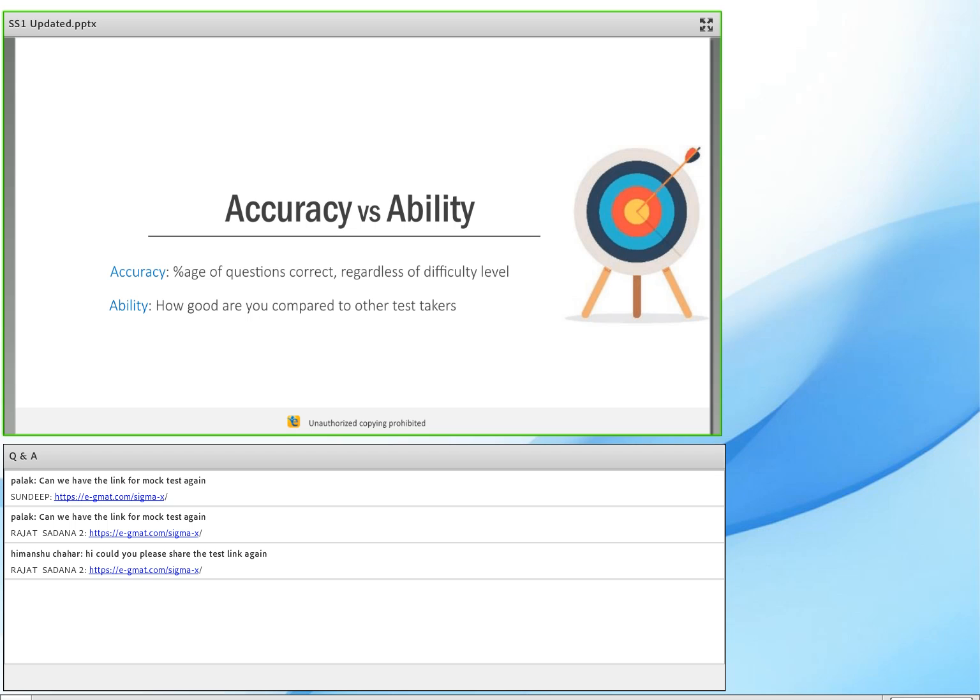So accuracy is an absolute term. You don't compare yourself to others when you say you have so much accuracy. Ability is a comparative term. It tells you how good you are compared to other test takers. When you take a quiz, you might get 7 out of 10 questions correct, but when you compare yourself against 10,000 other test takers, that might still put you in the 80th or 90th percentile ability, depending on how difficult those questions were. So accuracy and ability are very different terms, and when it comes to the GMAT, we care about ability, as I'm going to demonstrate.